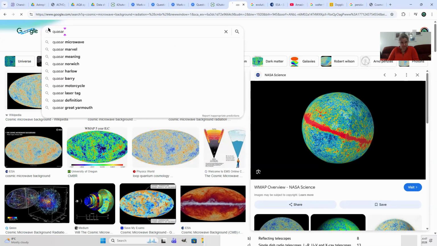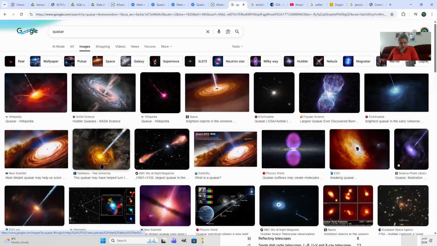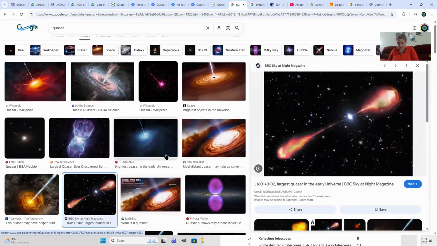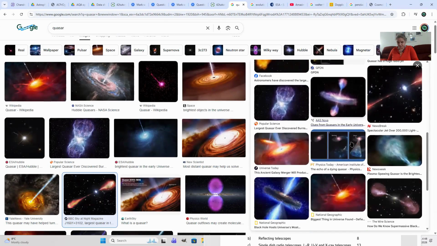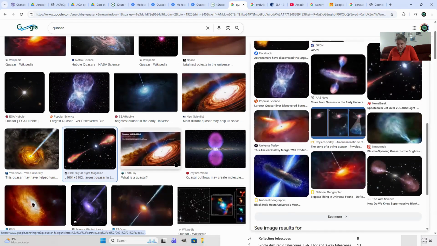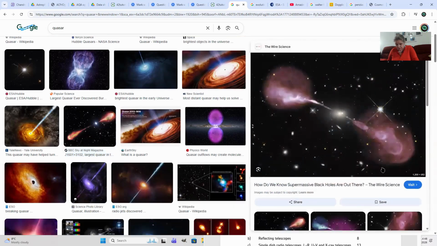Okay, so let's see if we can get some pictures. Right, now these are not real. I want a real one. That one looks real. Okay, so there's a galaxy there, and this object is active, and it's producing jets of usually radio, and they extend out light years from the object. So have we got any real ones? That looks real.